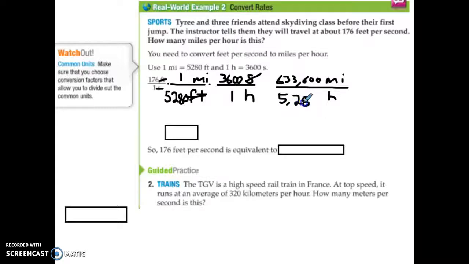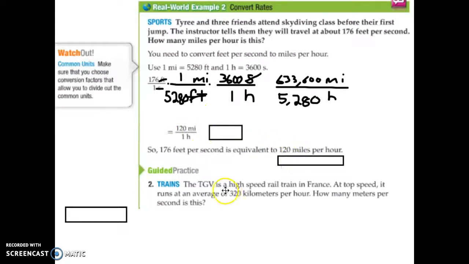And again, I want to turn this into a unit rate right now, just like before we left for break. So take the numerator divided by the denominator, and I end up with about, or exactly, 120 miles per hour. If you do 633,600 divided by 5,280, you get 120 miles per hour. Right there. Alright, now, these conversions are nice and clean because feet to miles converts.